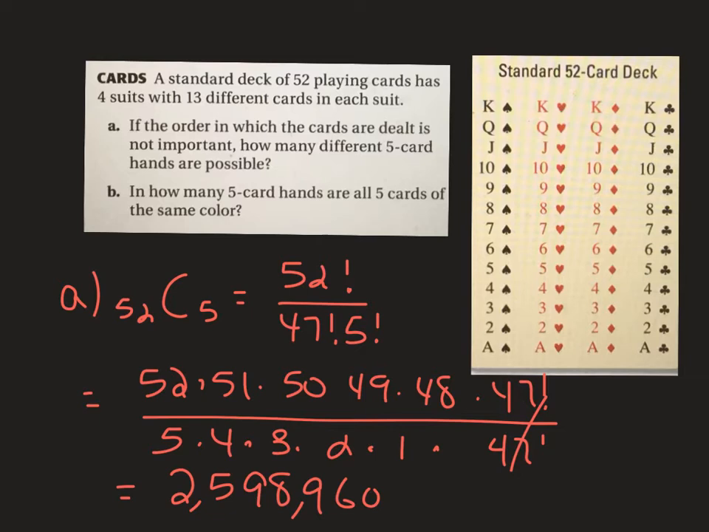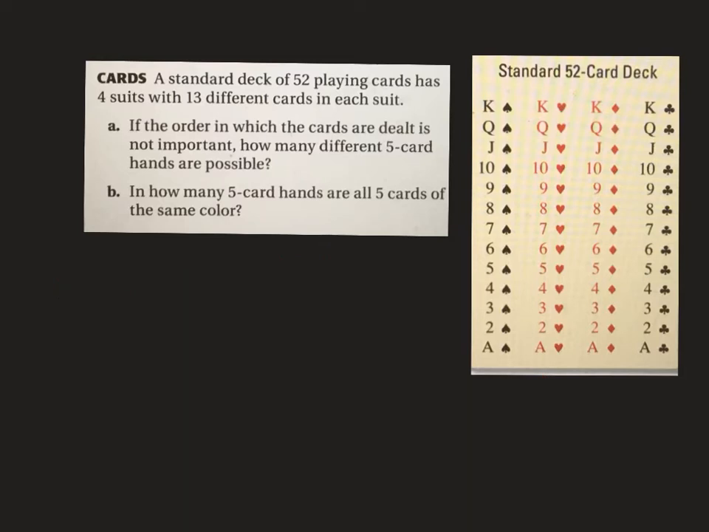But you're going to get that. So not very good. All right, now let's go to part B. Let me erase this one. All right, part B says, in how many 5 card hands are all 5 cards of the same color?